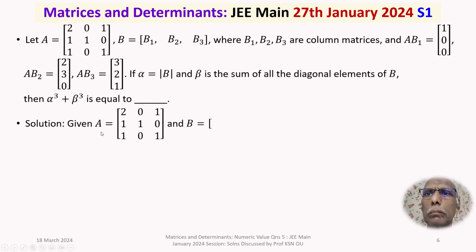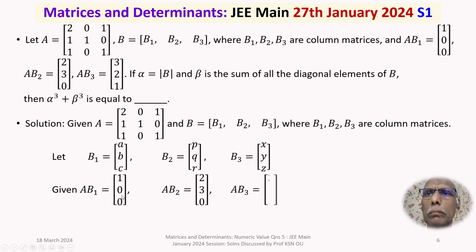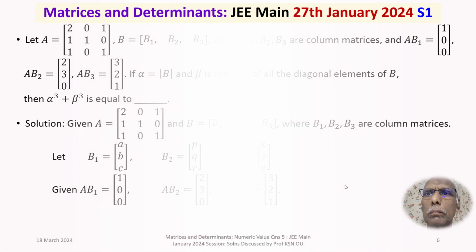Given this matrix capital A, which is a 3 by 3 matrix, and capital B is also a 3 by 3 matrix whose columns are given. The first column is B1, second column is B2, third column is B3. Let us say B1 is the column matrix consisting of the elements a, b, c, B2 is the column matrix p, q, r, and B3 is x, y, z. We are given AB1 is 1, 0, 0, AB2 is 2, 3, 0, AB3 is 3, 2, 1. We continue in the next slide.